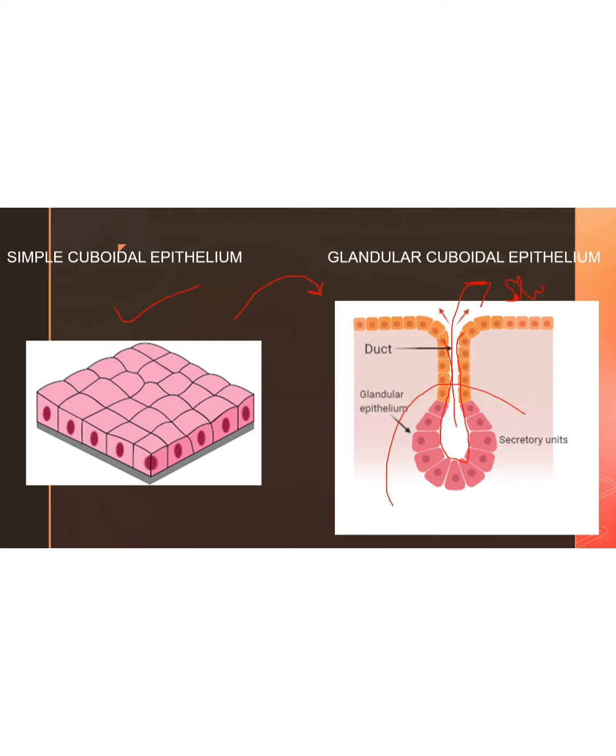From these secretory units. Please remember that the specialized case of cuboidal epithelium is glandular cuboidal epithelium, where the cuboidal epithelium moves inward to form a secretory unit. Then in this unit a few substances will be stored and utilized whenever required, like in the salivary gland. Whenever we need saliva, our body secretes it from these secretory units. I hope you are understanding this.